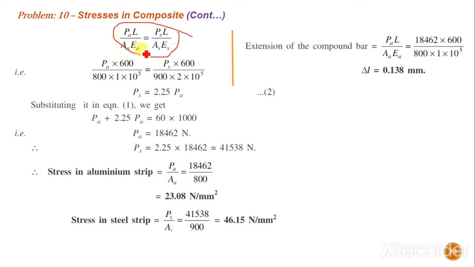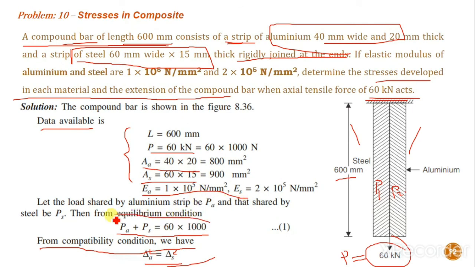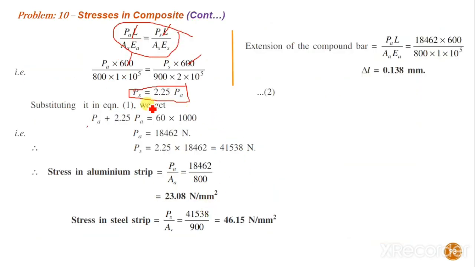Delta L equals PL by A. As L is the same, you can just cancel them. Solving this equation, you get PS in terms of PA. Now put this PS in the previous equation. Here, PA plus PS equals 60,000. So put that value in that equation, and you get PA plus 2.25 PA equals 60,000. By solving, you get PA and also PS from that equation.